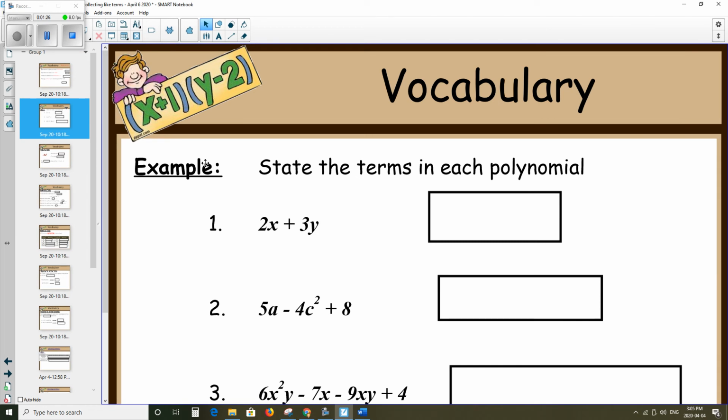State the terms in each polynomial. So there's a polynomial here. This one is made up of two terms, so it's called a binomial. The first term is 2x, and the second term is positive 3y.